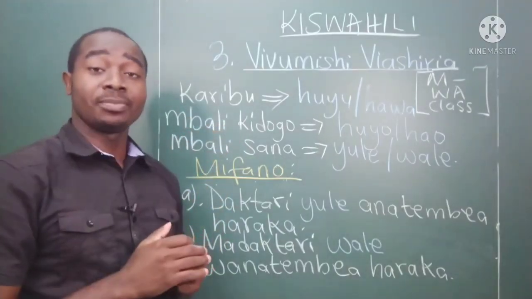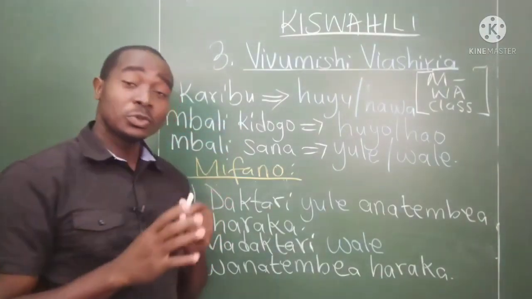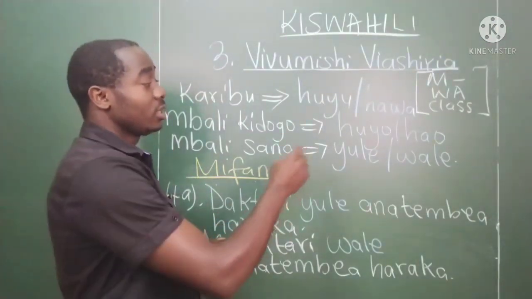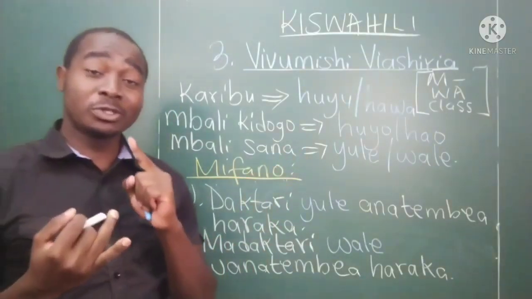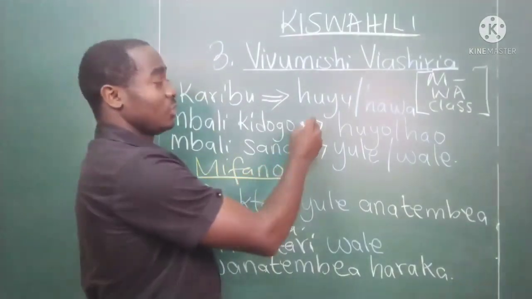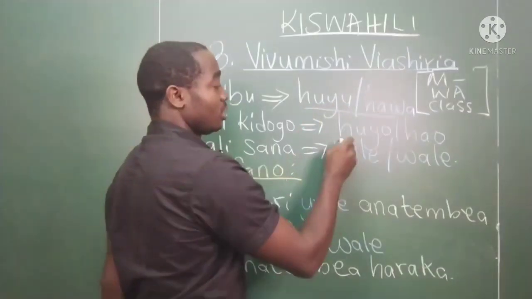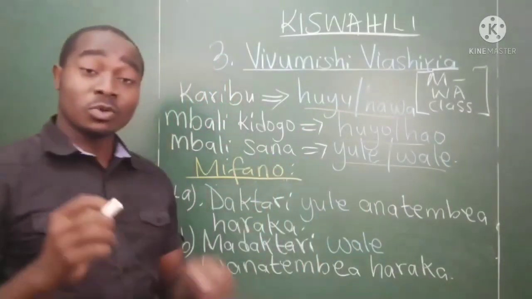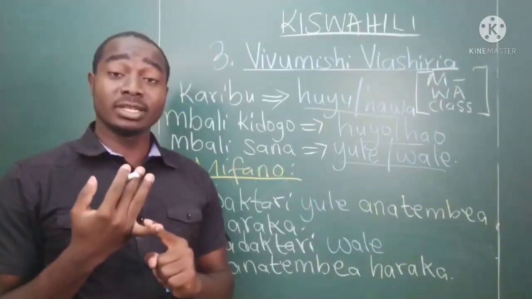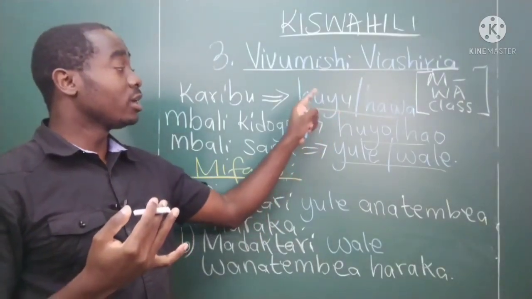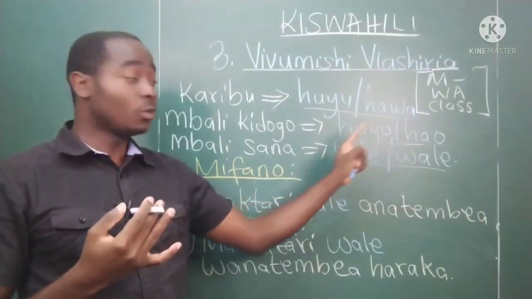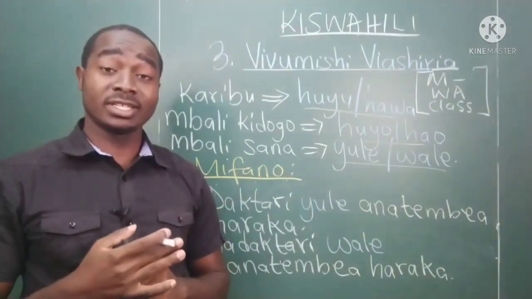Vivumishi viashiria. Sawa? I also want you to make sentences of your own and include these. If you're a good student, committed to learning Swahili, use all of these. You are a good student, you want to become a native Swahili speaker, then form 6 sentences using the first one. One sentence in the singular form, another in the plural form, another in the singular form, plural form, singular form, plural form, a total of 6 sentences, okay?